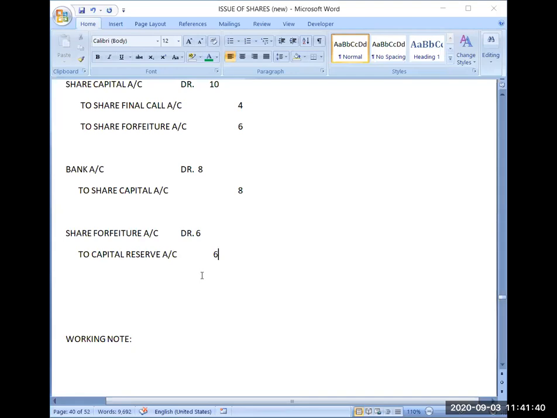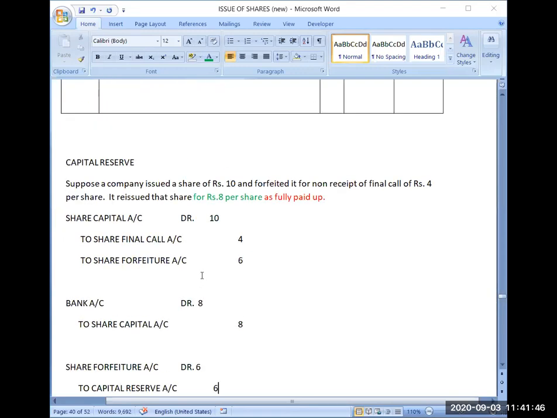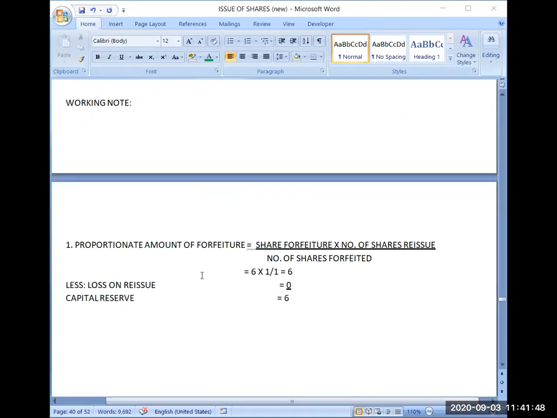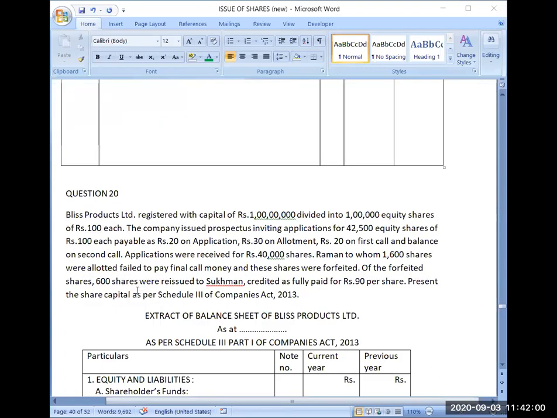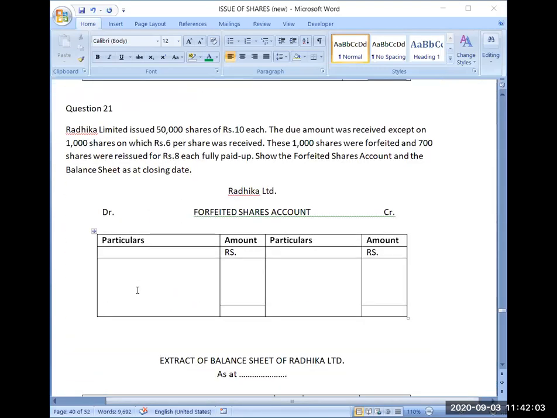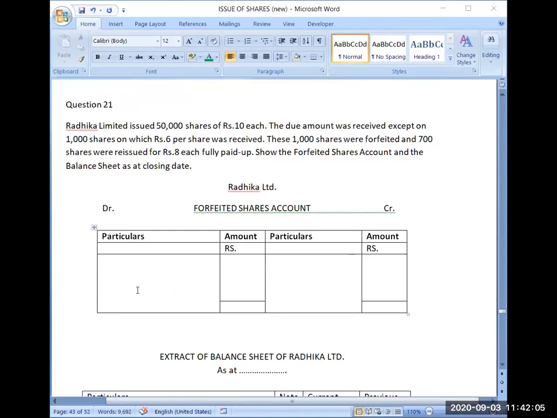So we were doing forfeiture and reissue, and in the morning we learned how to calculate the capital reserve. I hope this is all clear. This process of how to calculate the capital reserve is clear. Now we will practice some questions.